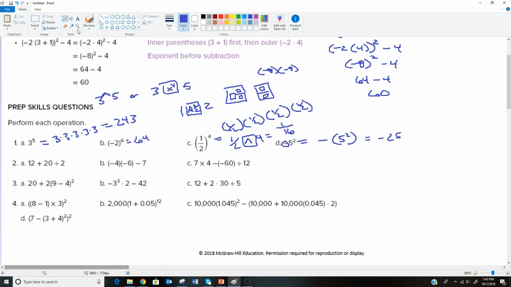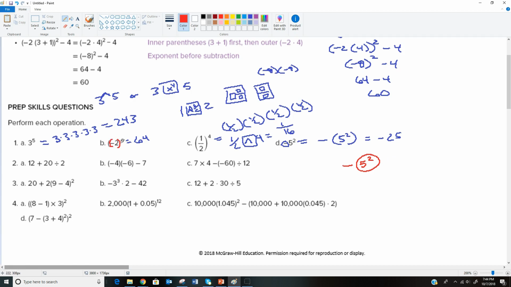You notice this is different than the one that we did for B, because in B we had parentheses around the negative 2. Here we don't. Here it has the negative out in front, so it's negative 5 squared. And so we do the 5 squared first, and then we put the negative on it.